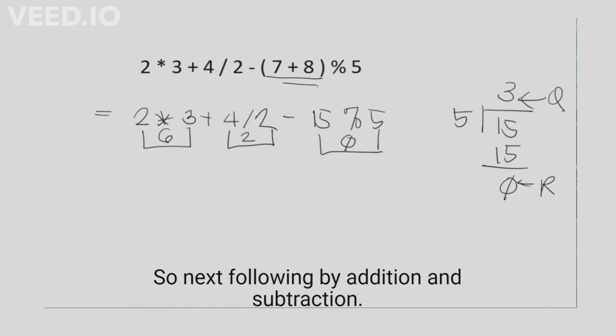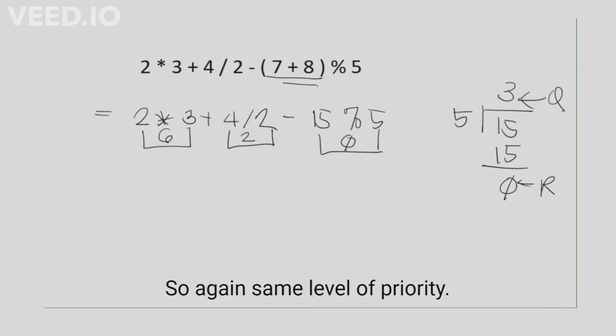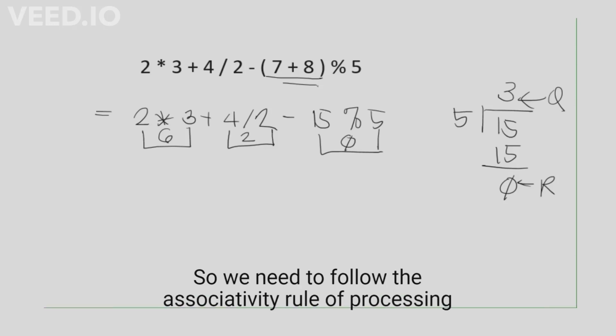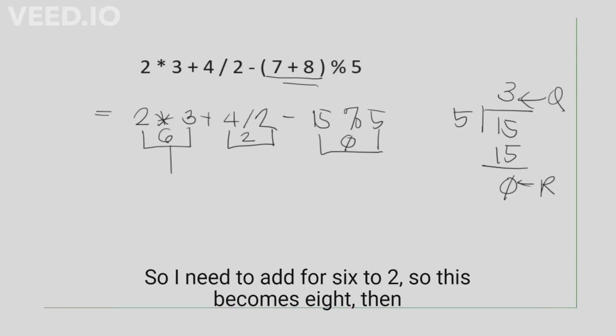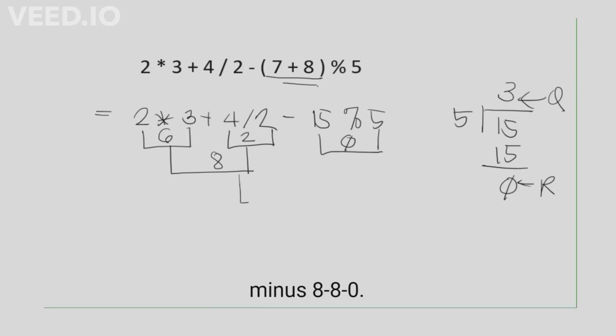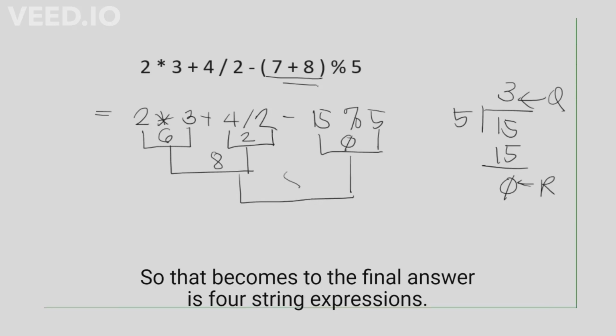Next, following are addition and subtraction. Again, same level of priority, so we need to follow the associativity rule of processing from left to right. I need to add first 6 to 2. So this becomes 8. Then minus 0, so that becomes 8. So the final answer is 8.